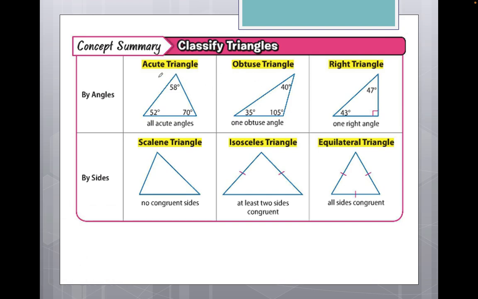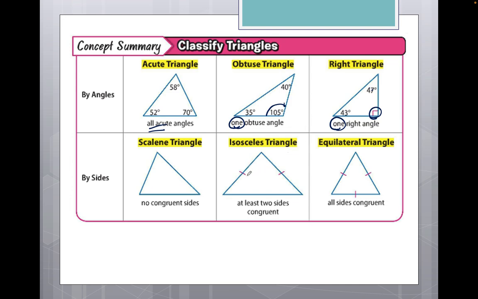The first one is an acute triangle. An acute triangle must have all three acute angles in order for it to be an acute triangle. An obtuse triangle can only have one obtuse angle. You can see here that this angle is 105, which means the other two angles, 35 and 40, are acute. And finally, a right triangle is going to have one right angle, and the other two angles are again acute, just like the obtuse triangle.